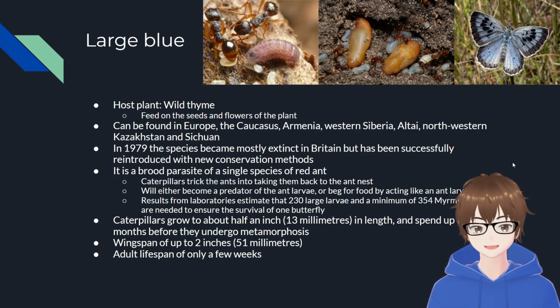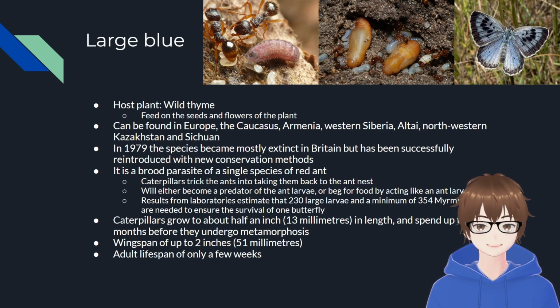But in 1979, the species became mostly extinct in Britain, but has been successfully reintroduced with new conservation methods. And I wasn't going to point out the pictures at top until I got to this point, because it is a brood parasite with a single species of red ant. So the caterpillar will trick the ant into taking them back to the ant nest, where it will either become a predator on the ant larvae, eating the ant larvae, or it will pretend to be an ant larvae and beg for food by acting like the ant larvae. So it'll either be fed or it will eat.